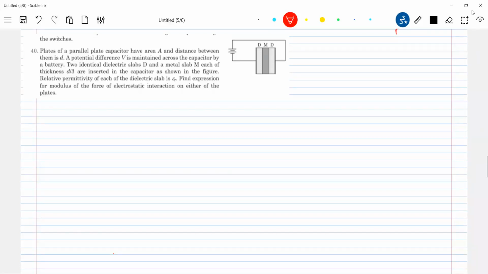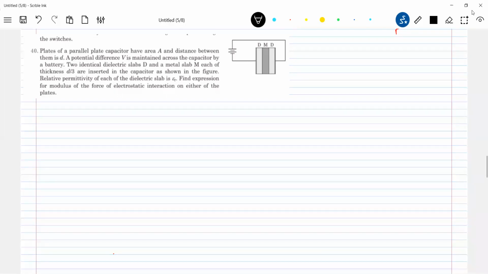Already I think we have discussed, if a capacitor is connected as an isolated charged capacitor, the force of interaction when you put a slab in, and when it's connected to a battery, then what will be that one? So here it is metal. What will be the capacitance due to the metal? Similar to a wire. So shall I say it's like two capacitors with separation d/3 in parallel or in series?